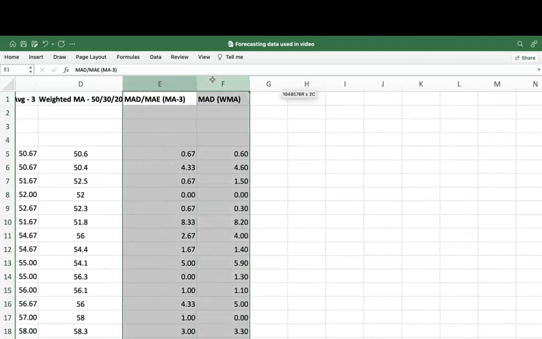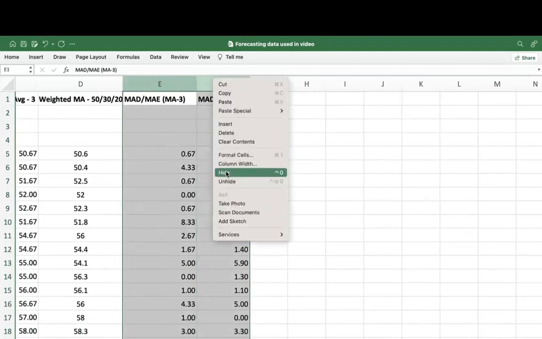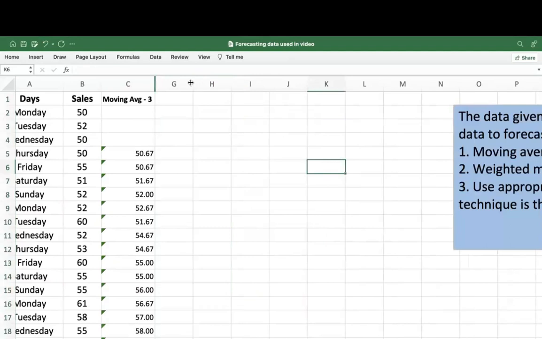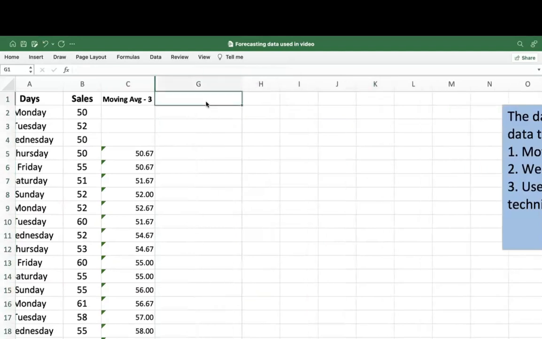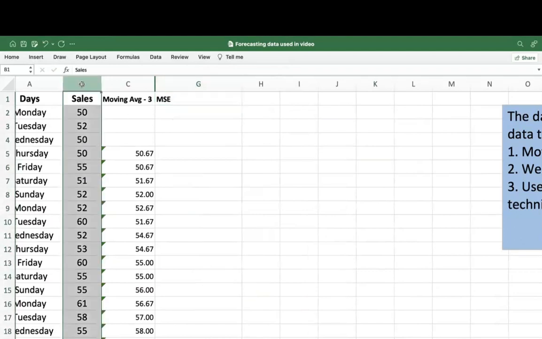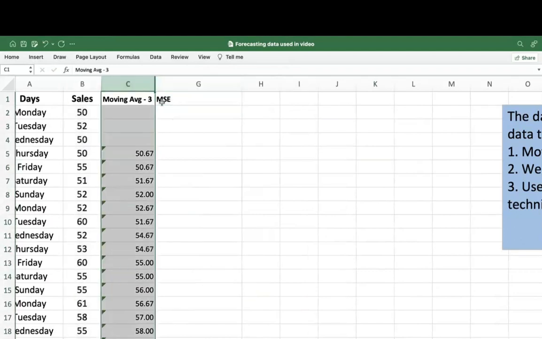Now we'll go to the next technique. Let me hide this. The next technique is called mean squared error, or I just write it MSE. Now the idea of mean squared error is, how to do that? You just read it backward, like ESM. So E means error or difference, so the difference between actual sales value and your forecast, square.